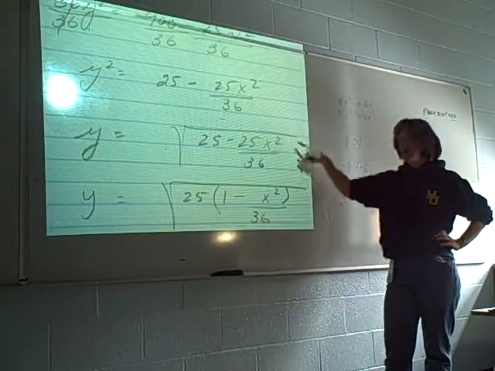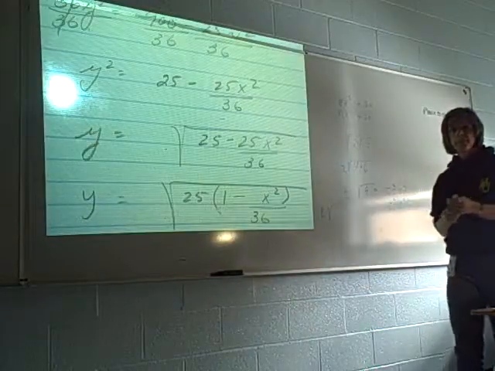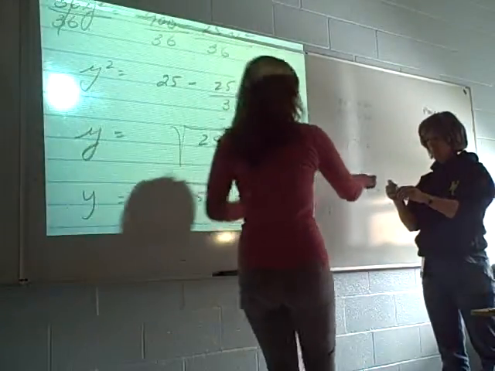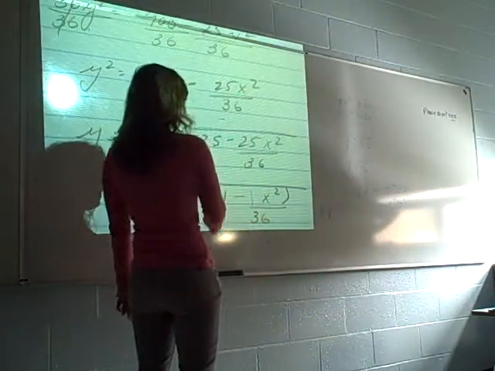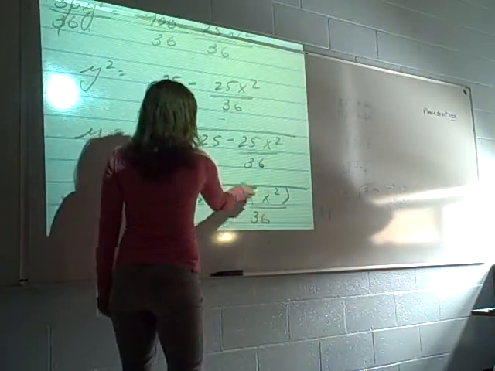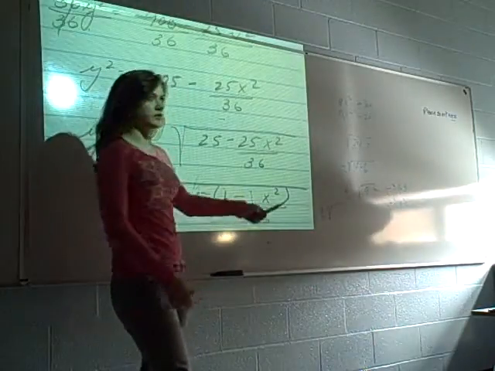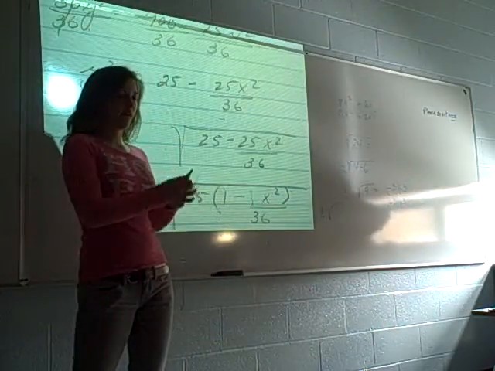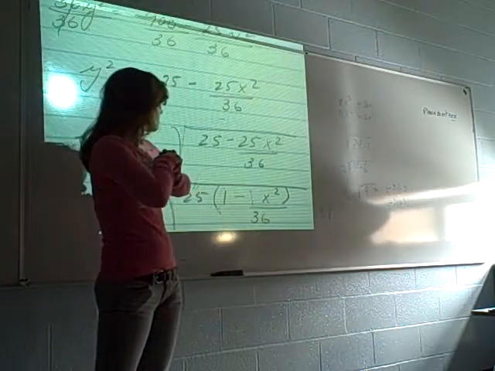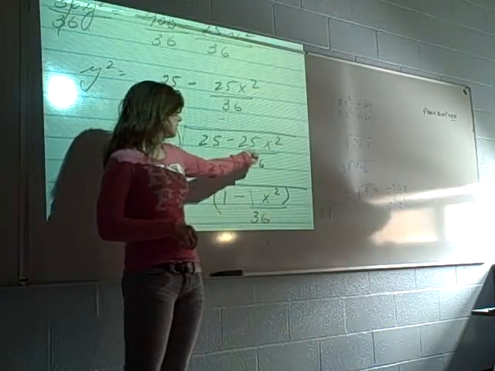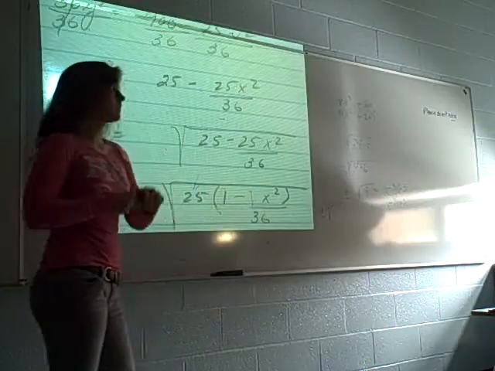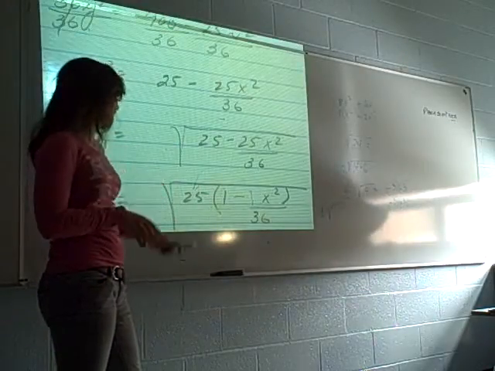Yeah, come on up and write it. My problem is that the 36 normally wouldn't have been under the 25 to begin with. Then you do the 25 times 1 and 25 times 1. Then you get the 25 minus 25, except only the second half is over 36. Because only this part is over 36, I only factored out the numerators.